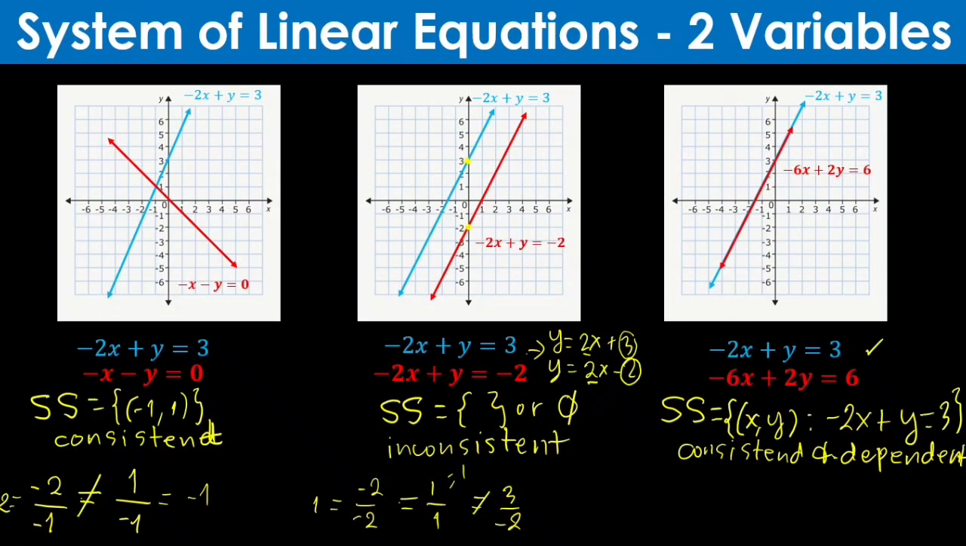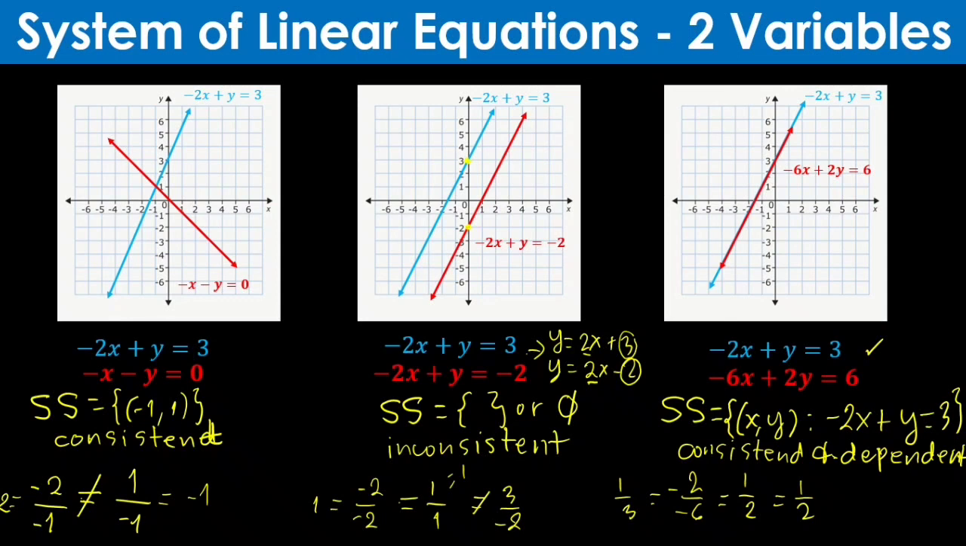And the next one, if you compare the ratio of their coefficients, this is -2 over -6, and the coefficients of y are 1 and 2. Now let's look at here. This ratio is 1 over 3, right? And this one is 1/2, and this one is 1/2.